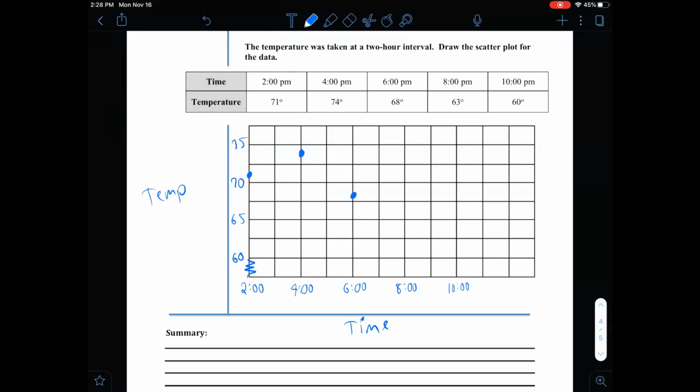Shoot, I messed up. Give me a sec. 63 is right here and 60 is right here. So for this case, it would make sense to connect the dots.